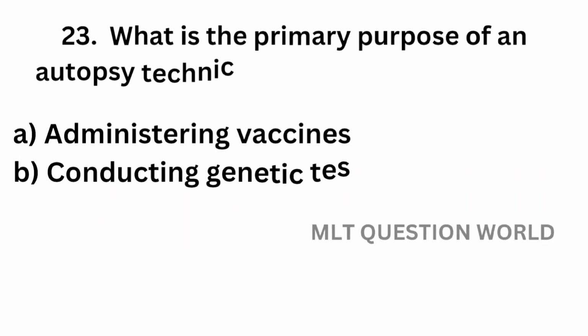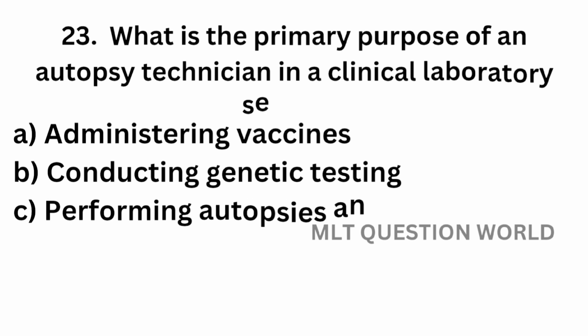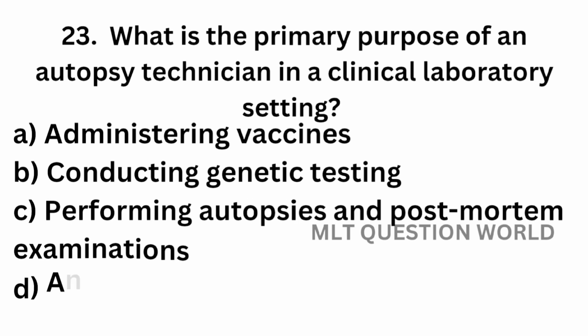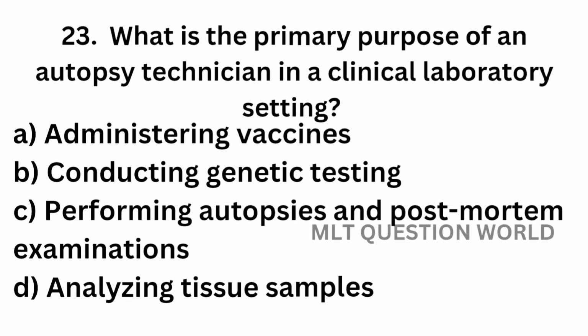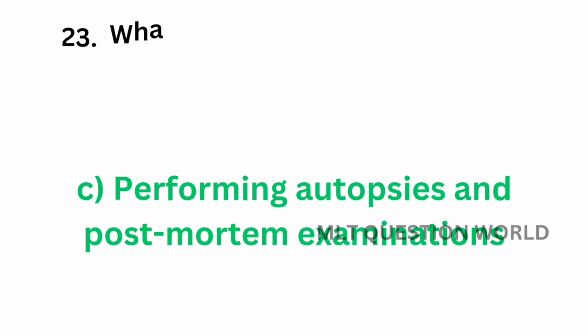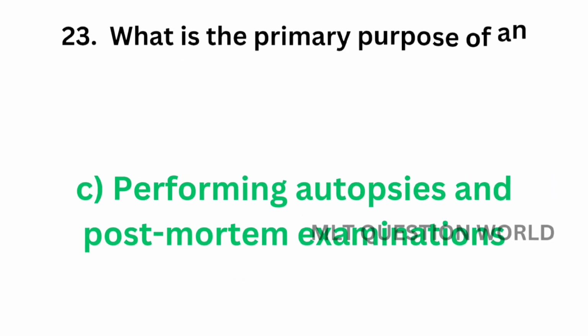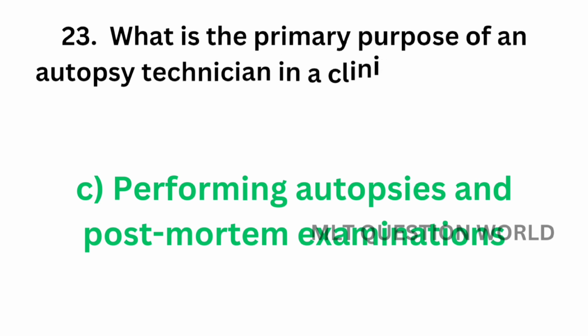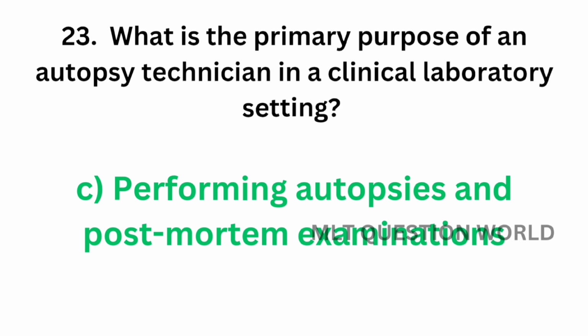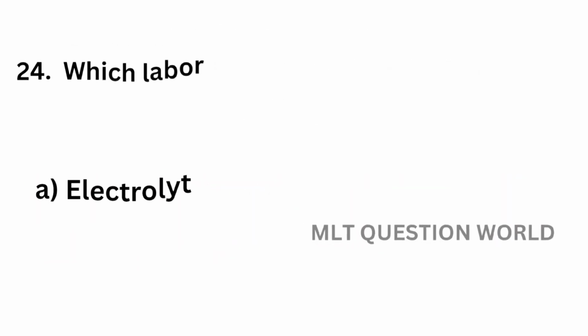Question number 23. What is the primary purpose of an autopsy technician in a clinical laboratory setting? Option A, administering vaccines. Option B, conducting genetic testing. Option C, performing autopsies and post-mortem examinations. Option D, analyzing tissue samples. The correct answer is option C, performing autopsies and post-mortem examinations. The primary purpose of an autopsy technician is performing autopsies and post-mortem examinations.